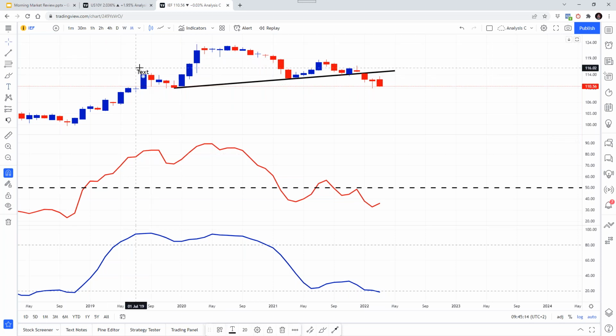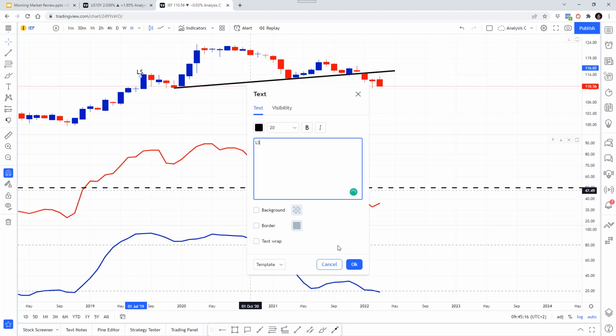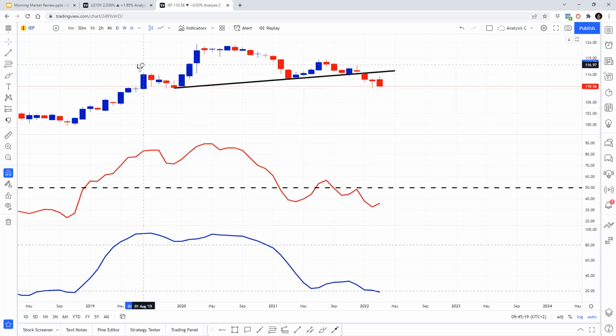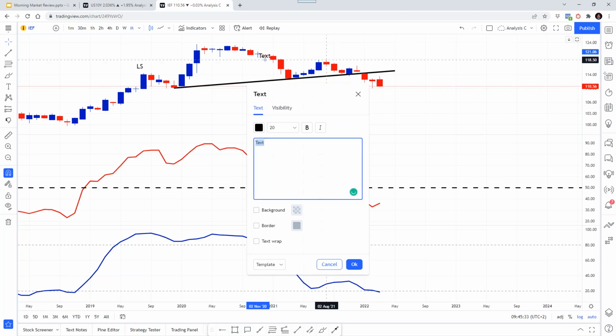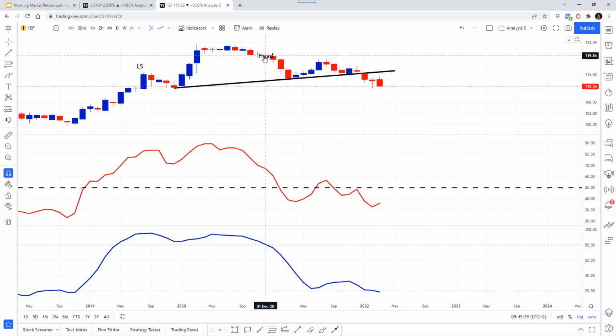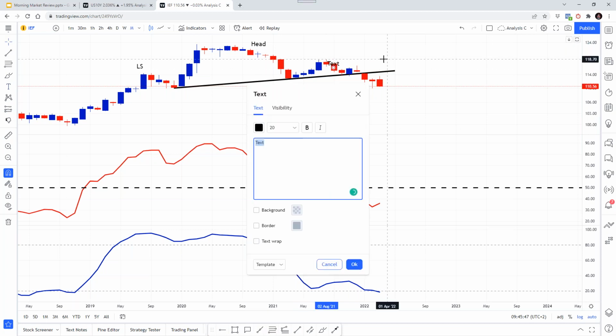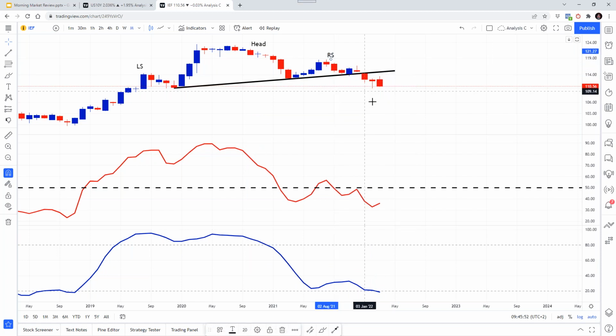Here's the left shoulder. And this, I can't remember when we looked at IEF previously. It wasn't recent, but we drew this neckline in a few weeks back. So it just shows you it's completed now. The pattern's completed. Here's the head. Here's the right shoulder. Okay. So bonds coming down.